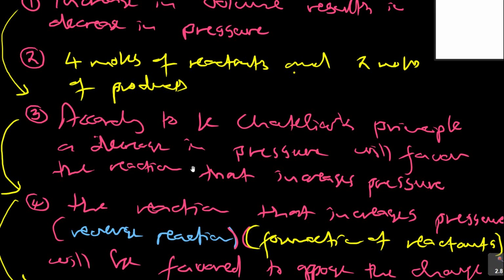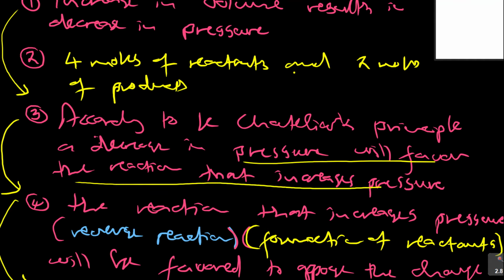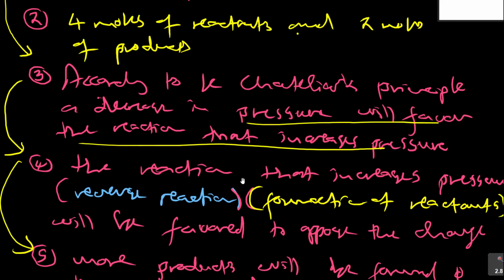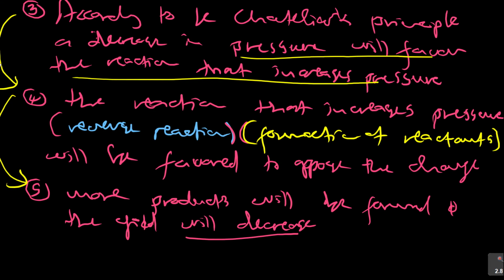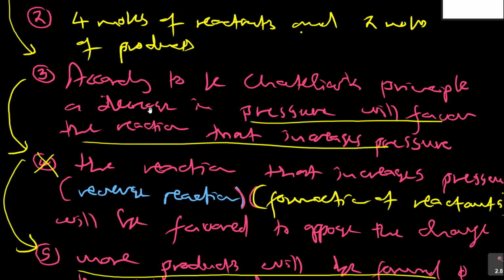You can just say that a decrease in pressure will favor the reverse reaction. That's what they want. Decrease in pressure will favor the reverse reaction, right? You've already talked about the reverse reaction, and then you can even leave this because it's just repetition. And then there is the one, more products will be formed. Okay, so I was just saying quite a lot, but these are the things.